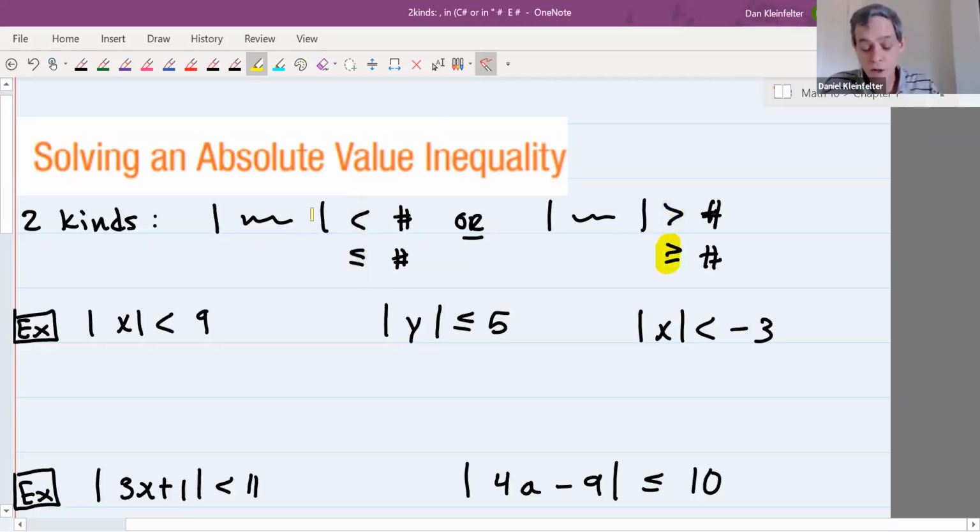Other than that, there are two basic kinds of absolute value inequalities. Either the absolute value is smaller than something or the absolute value is bigger than something. We'll take the first one first.